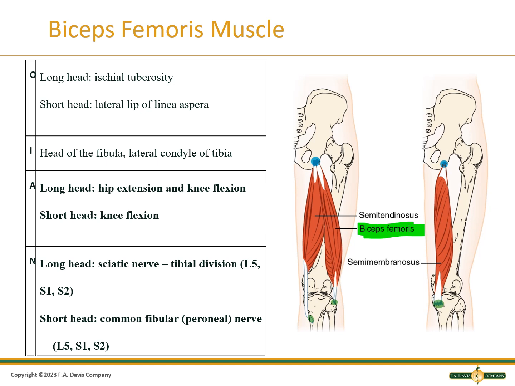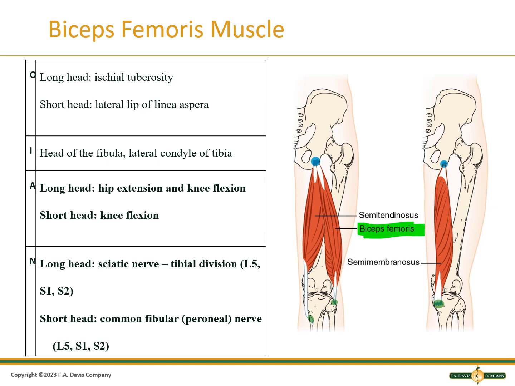Biceps femoris is going to be the last muscle of our hamstrings, and it attaches on the lateral aspect of the tibia. Again, it comes from the ischial tuberosity for the long head, but the short head comes from the lateral lip of the linea aspera. So the long head contributes to hip extension and knee flexion, but the short head only contributes to knee flexion. It inserts on the head of the fibula and the lateral tibia.